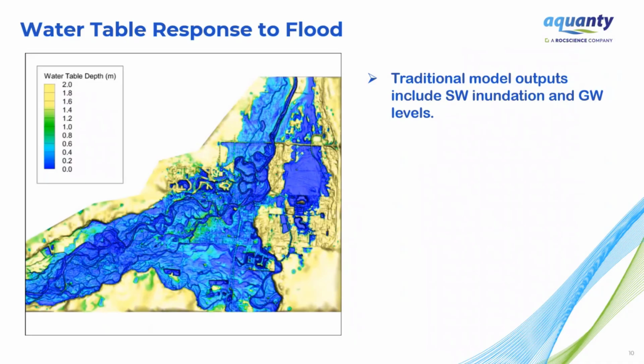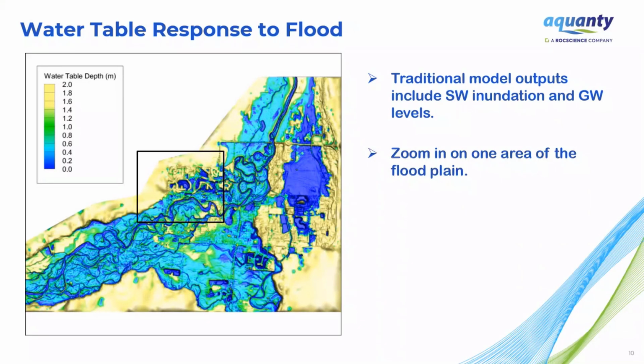Another traditional output from HGS is we can look at effects on groundwater. In this case, it's the water table response to the flood event. As the surface flood wave passes through, there's a direct response in groundwater because of the high hydraulic conductivity of the sands and gravels in the alluvial aquifer. This is the kind of information that you could use to look at, say, the influence of groundwater flooding on basement flooding, for example. What I'll do here is zoom in on a little spot there.